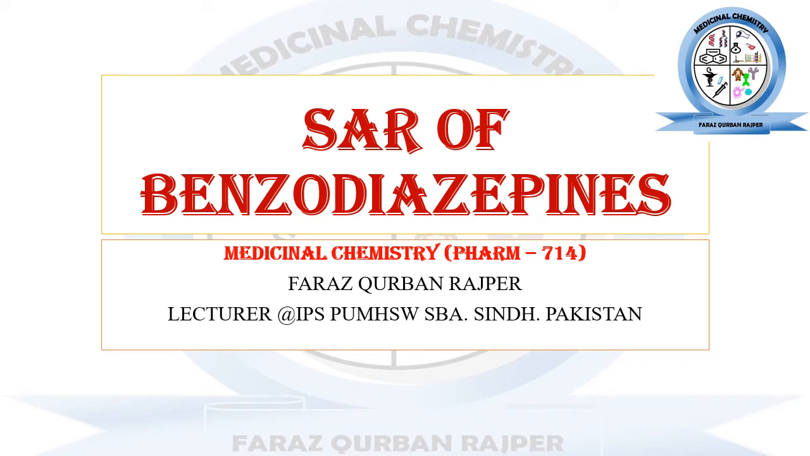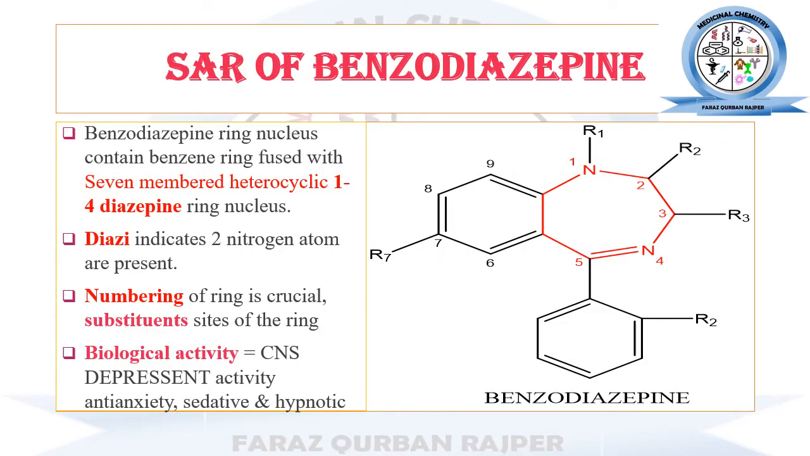I am going to discuss the structure activity relationship of benzodiazepine. We have already discussed the chemical structure of different benzodiazepine, and in this video lecture we will check out the effect of different functional groups which can be substituted at different sites in the chemical structure of benzodiazepine, and we will observe their effect on the biological action of benzodiazepine. Structure activity relationship of benzodiazepine.